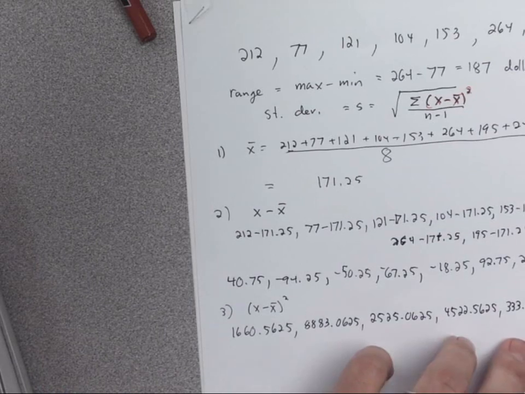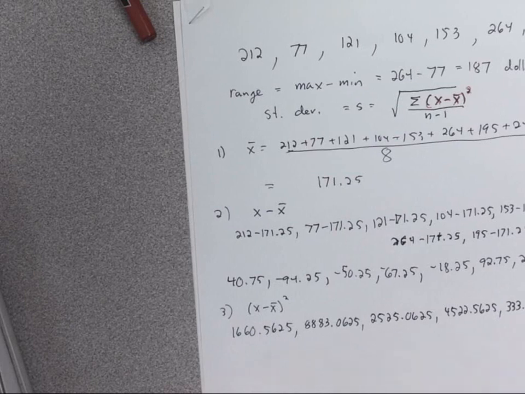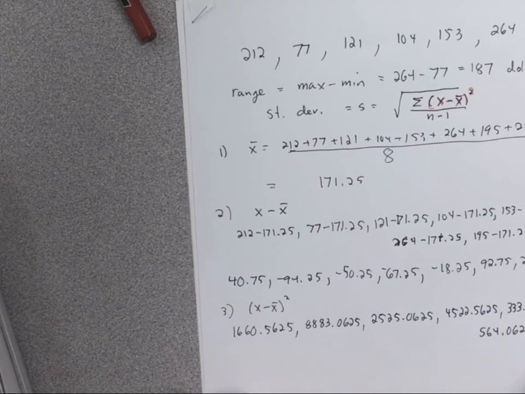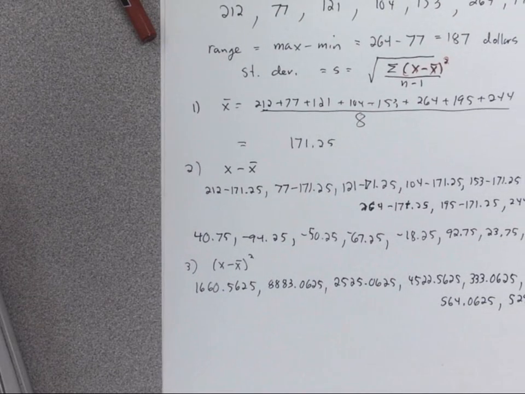Wow, these numbers are getting big. 555.2.5625. Okay, that's there. So I'm kind of hoping you guys all have the same numbers that I do. I was trying to keep them all on one line. Unfortunately, I just ran out of room because the numbers got large.